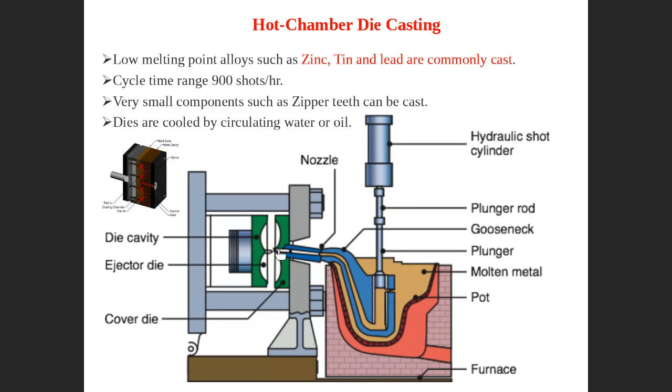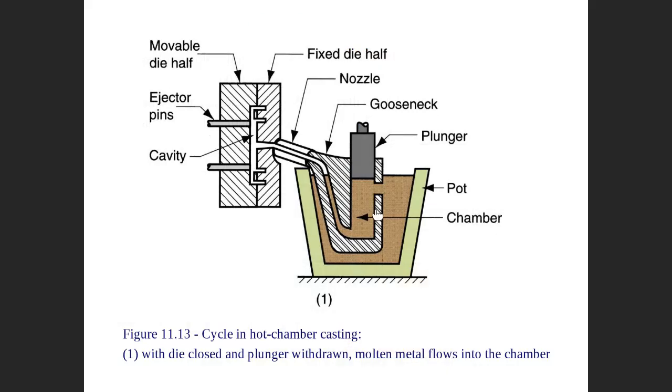You can also control the cooling rate by adding a cooling channel here in the die. We add a cooling channel and circulate cooling liquid like water or maybe oil, sometimes air, to cool down the part, to speed up the process, increase the production rate, or reduce the solidification time. So this is what we call a hot chamber. This one we discussed last time, if you remember. So this is the process.